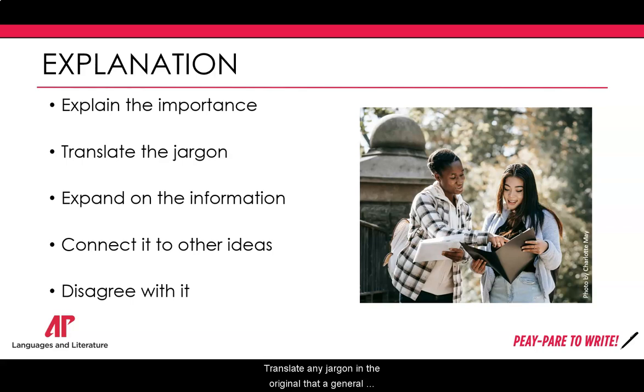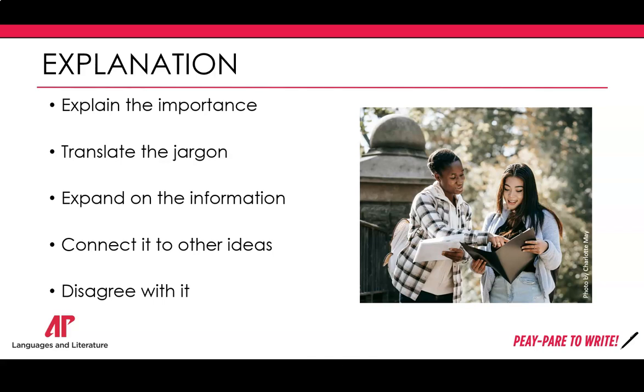Translate any jargon in the original that a general audience wouldn't know. Expand on the information by adding more details or explaining specific elements. Connect the ideas provided by one source to ideas provided by another or to your own ideas about the topic. Talk about why you think the information from the source is wrong. The main thing to remember is that this is your paper, so your voice should be the main one that your reader hears.